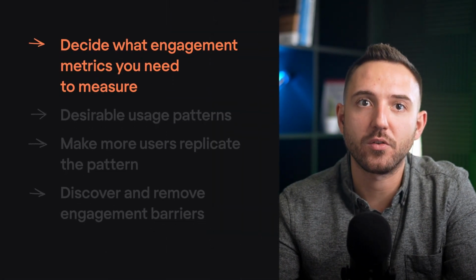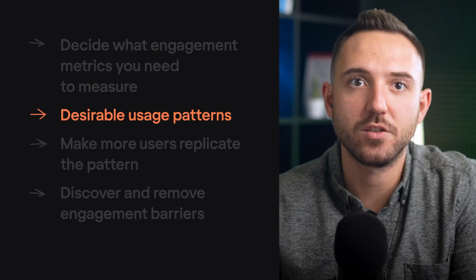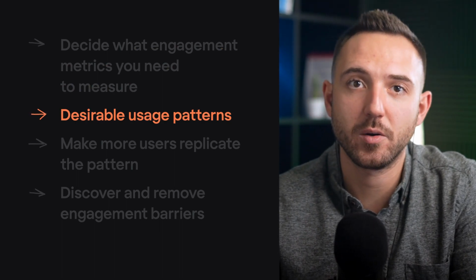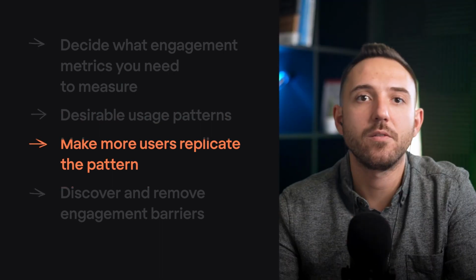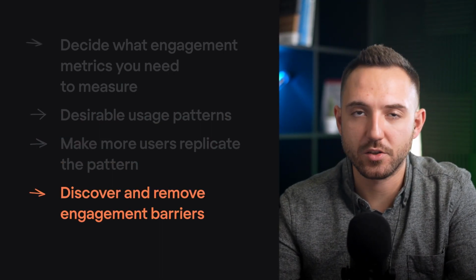To improve your engagement, start by deciding what engagement metrics you need to measure. Compare engaged and unengaged users to find desirable usage patterns. Find out how to make more users replicate the pattern. And finally, discover and remove engagement barriers.